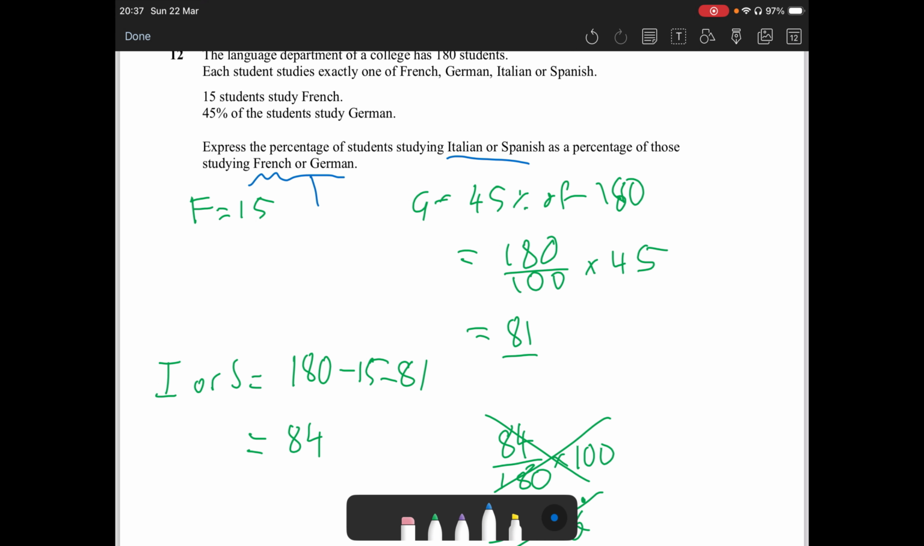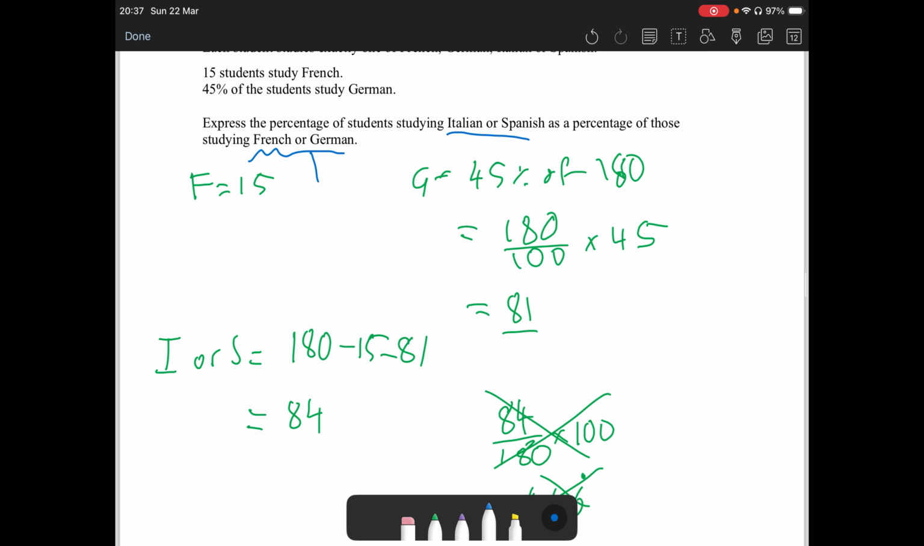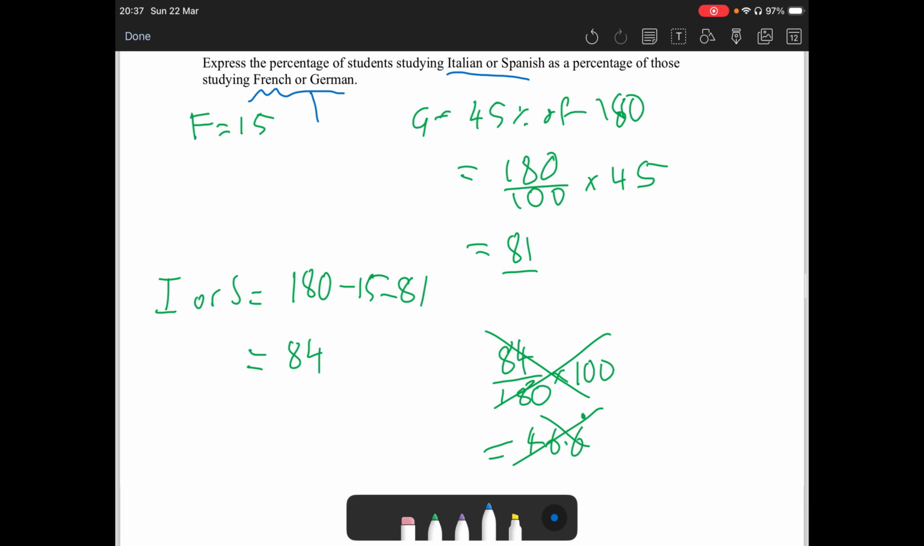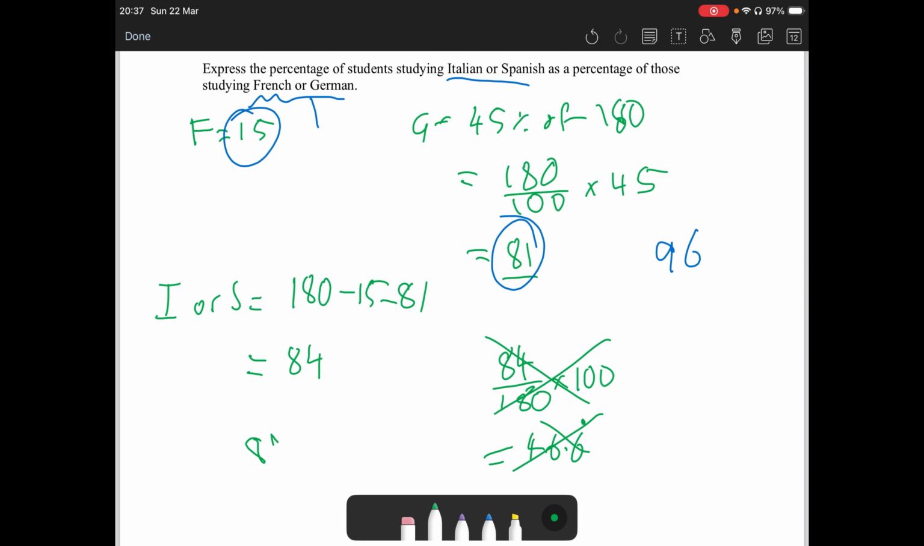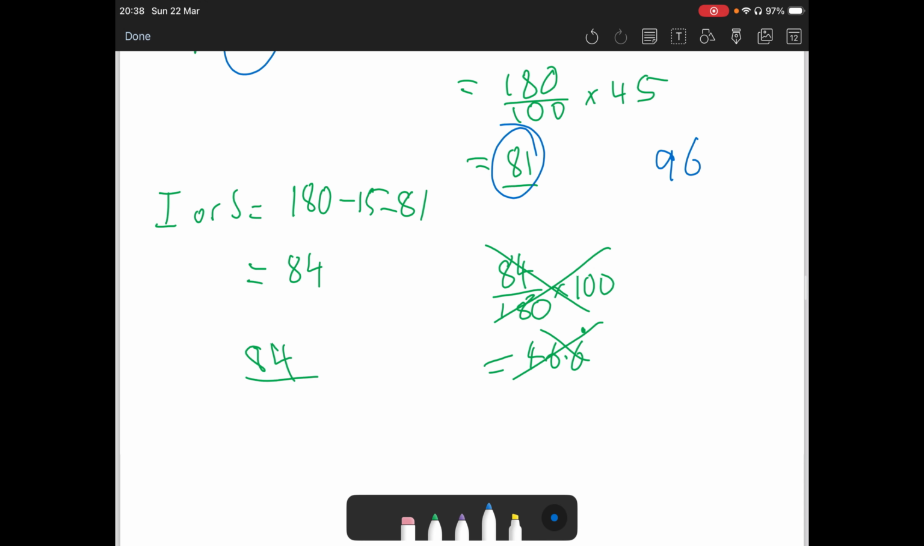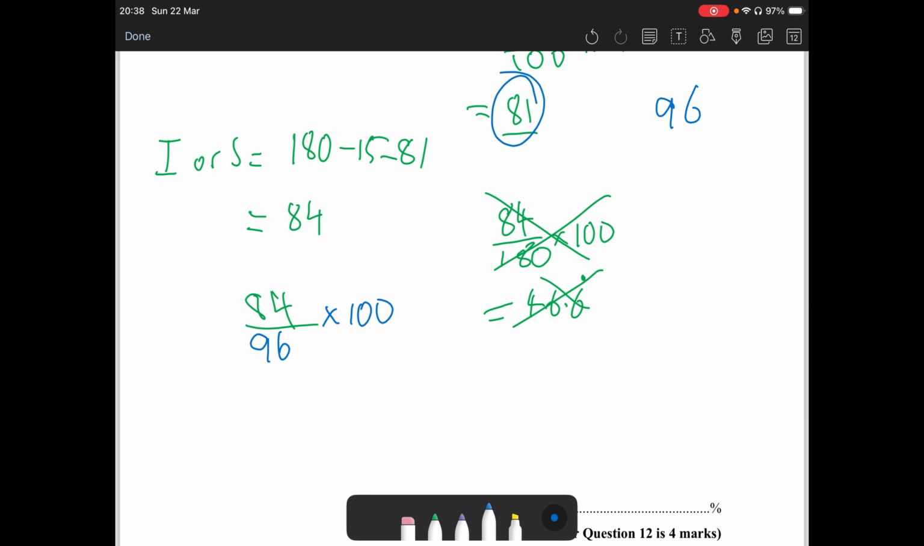So instead of dividing it by 180, you're dividing it by the French and German speakers, which is 81 plus 15. So that would be 96. So we're doing 84, the Italian or Spanish, divided by the German and French, 96, and times that by 100. This is not usually how these questions are written, but you've got to read the question carefully. In this case, it's 87.5%.